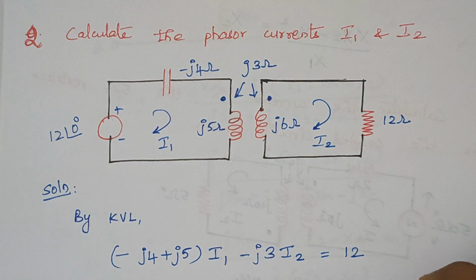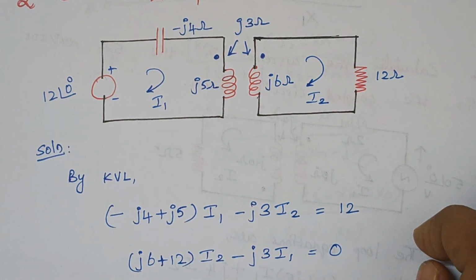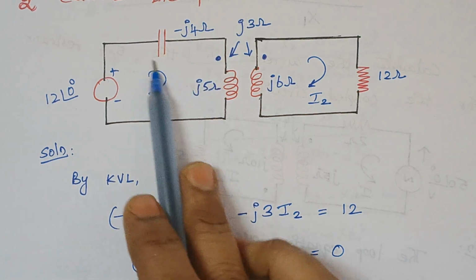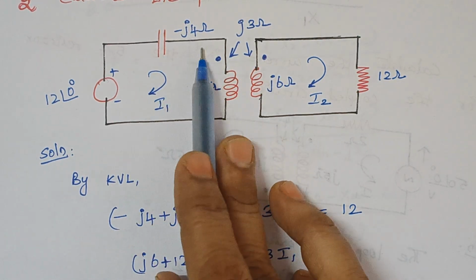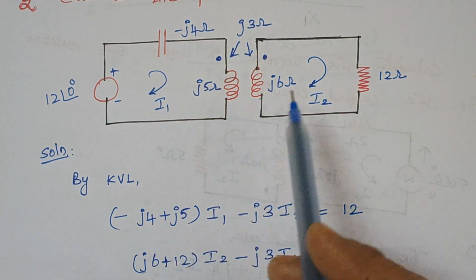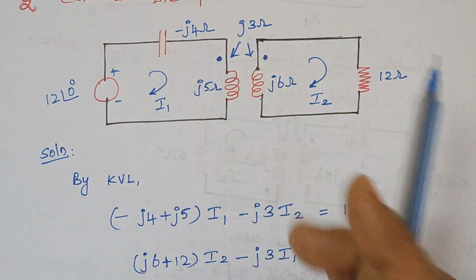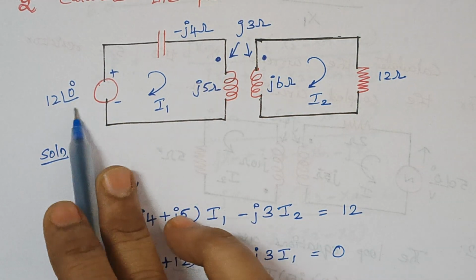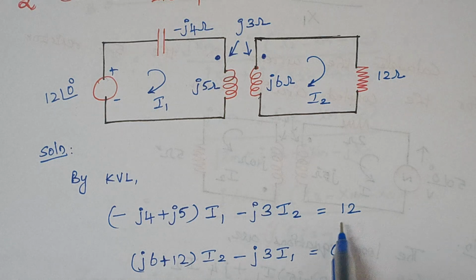So again by KVL we write our loop equations. Here the voltage drop is minus j4 plus j5 multiplied by I1, and minus the mutual inductance term, minus j3 I2, which is equal to 12, the voltage rise, that is the source voltage.